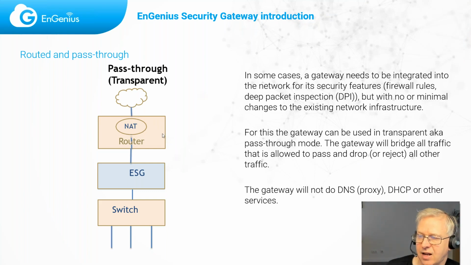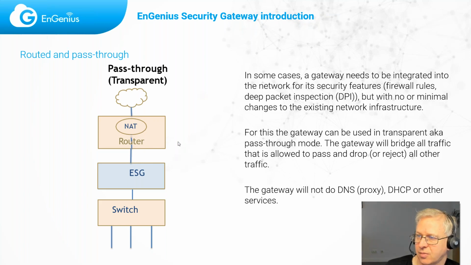You will have a different NAT router, or maybe not even a NAT router, because you have a large public subnet, and then you can put in the ESG inline and have it do its firewall stuff, like the firewall rules. And well, we do not have it at the moment, but you could also think about deep packet inspection, or DPI, without you needing to do any changes.